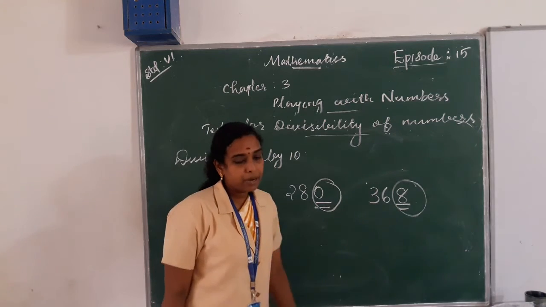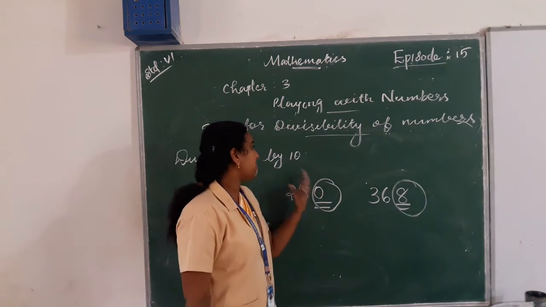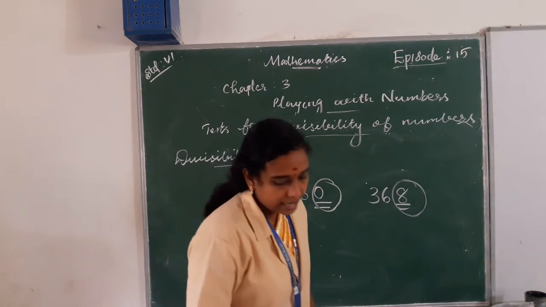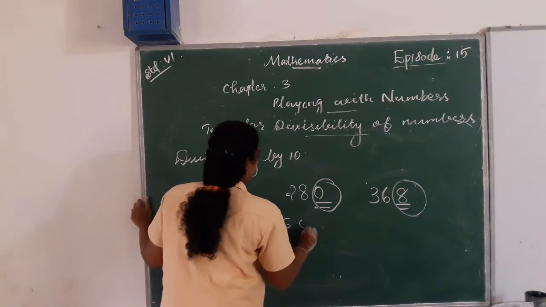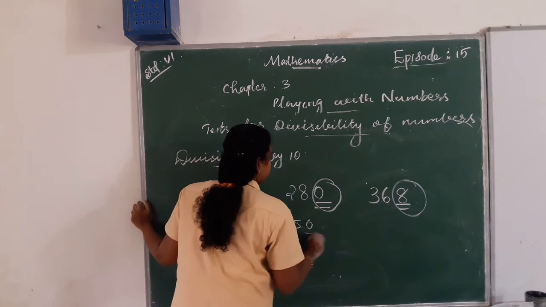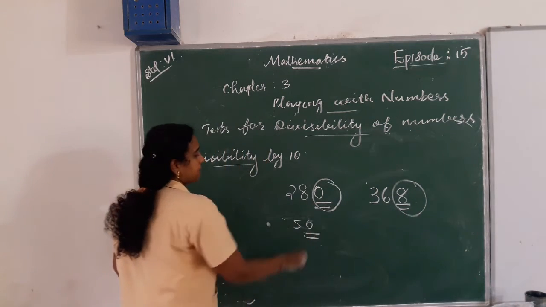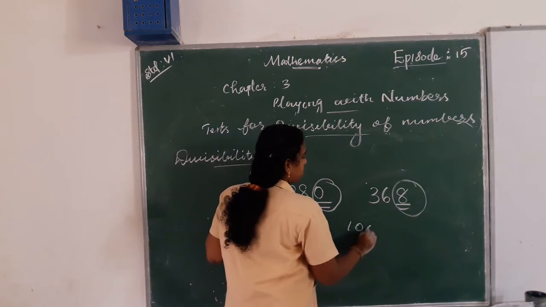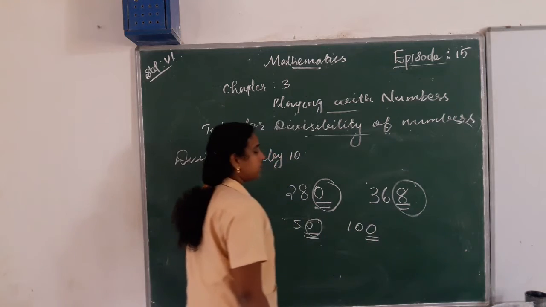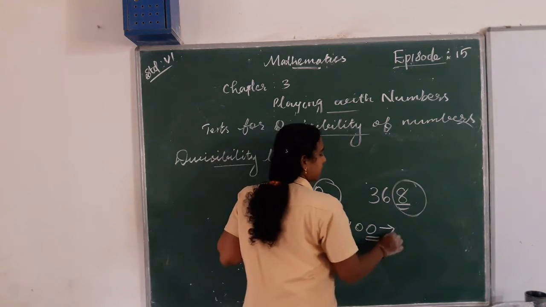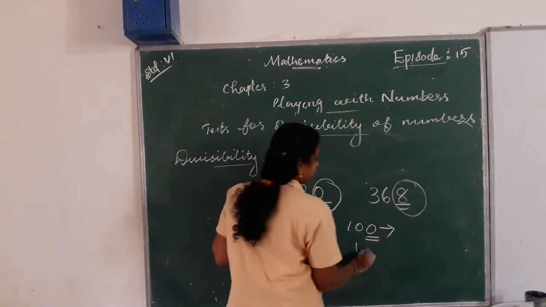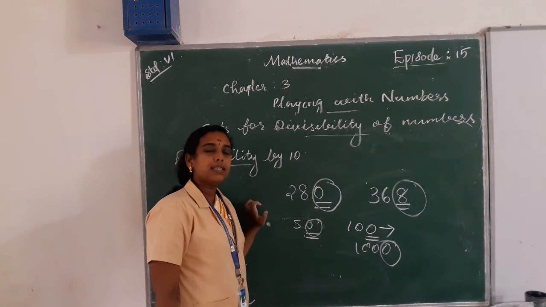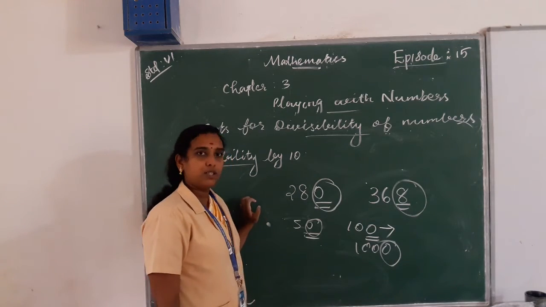Also, if a number has 0 in its unit place, then we say that number is divisible by 10. The next example is 50. 0 is in the unit place, so 50 is divisible by 10. And 100 also has 0 in its ones place, so 100 is also divisible by 10. Another example, 1000. 0 is in its unit place, so 1000 is also divisible by 10.